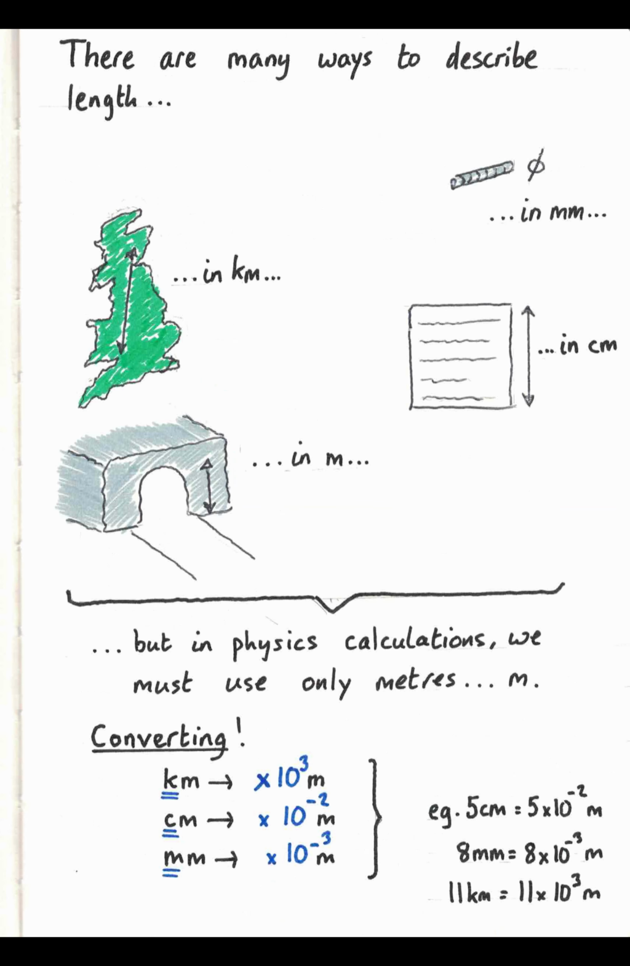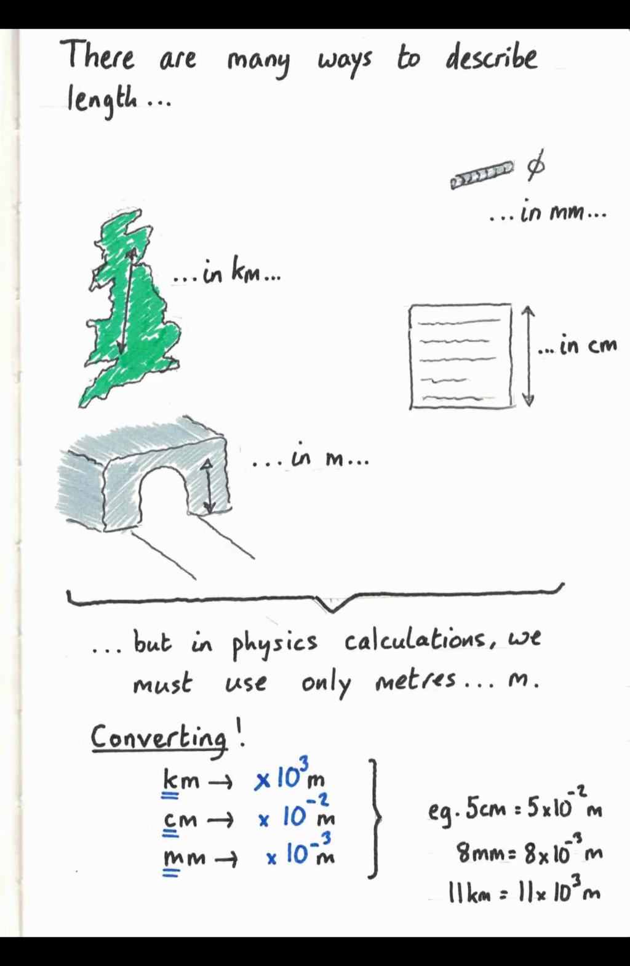Another example is length. There are many ways to describe length. In kilometers, perhaps a long journey. Or in meters, perhaps the height of a bridge under which vehicles pass. Or in millimeters, perhaps the diameter of a drill bit. Or in centimeters, perhaps the length of a piece of paper. All this is fine, but in physics calculations, we must only use meters, m.